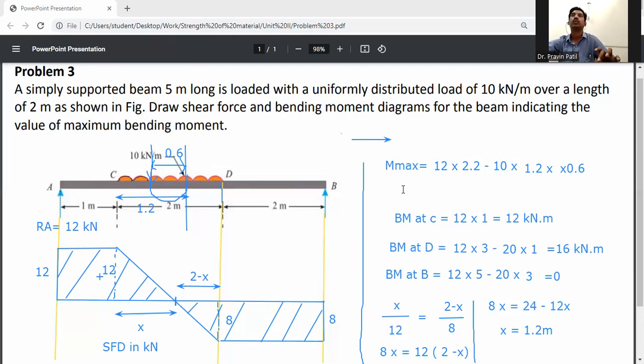That's why it is taken as minus. So the bending moment will be 12 into 1.2 minus 10 into 1.2 into 0.6, which is 7.2 kilonewton meter.